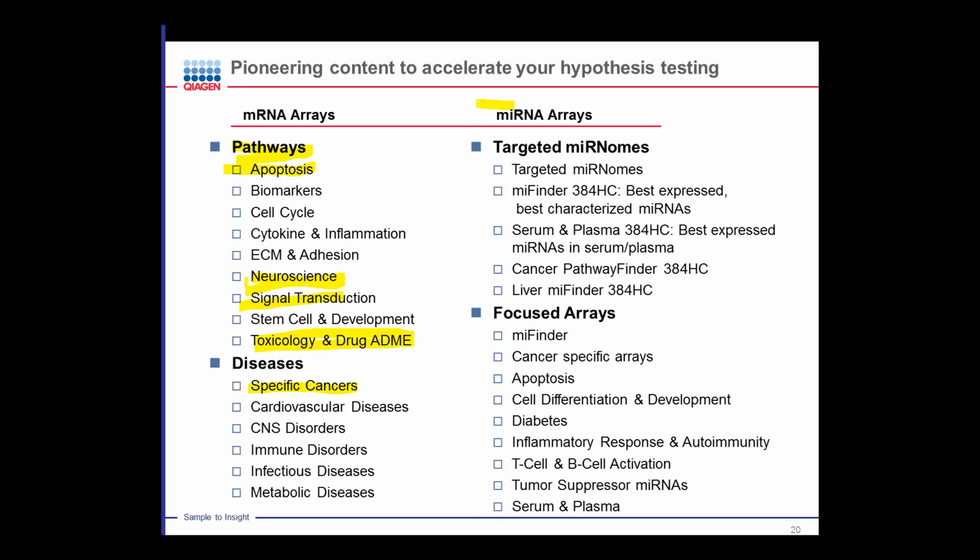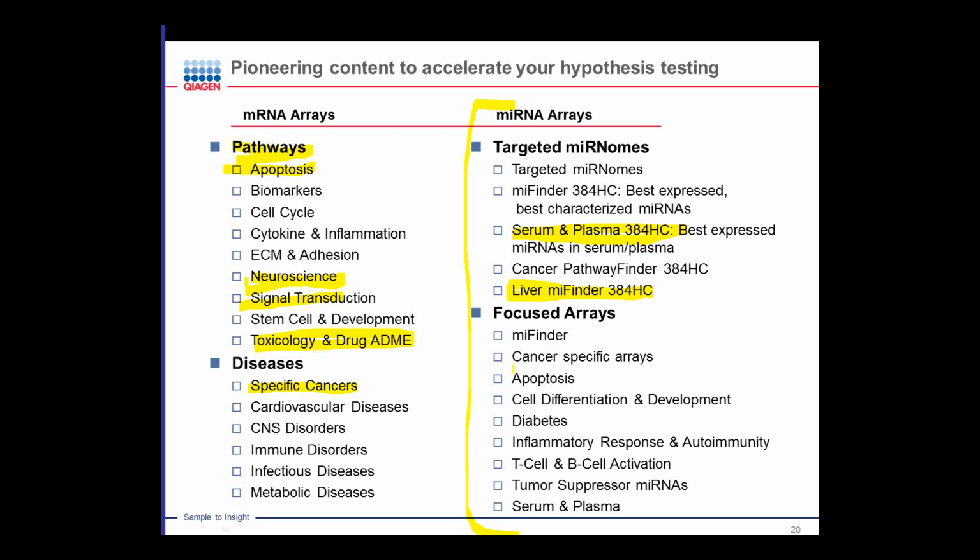On the microRNA side, the micronome itself is approachable in terms of high throughput screening, so you can actually screen the whole human, mouse, or rat, or other species of micronome. There are also more focused micronomes, for example, all of the microRNAs that are detectable in serum and plasma in normal samples, or all of the microRNAs that are detectable in normal liver. You can screen all at once in a 384-well format.